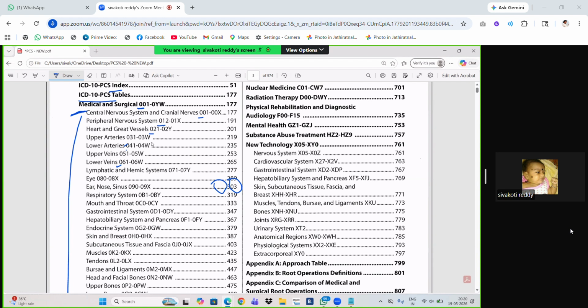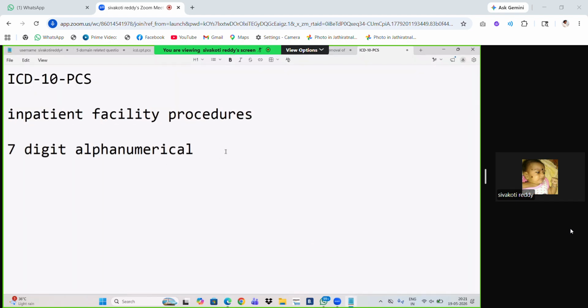Heart and great vessels, 02. Heart means everybody knows the heart body parts. Great vessels, note down. Aorta. Superior vena cava. Coronary artery.